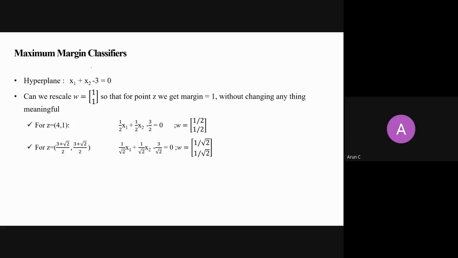This slide I have just added to make you believe that we can always scale a perpendicular distance. For example, this was my line, x1 plus x2 equals 3. So this was some line, and here my W is (1, 1). You can see that the W is (1, 1).